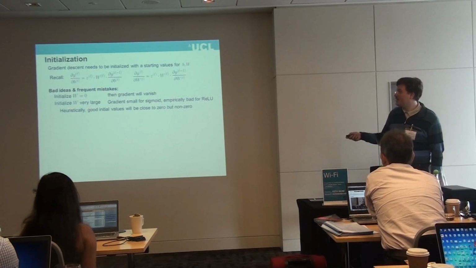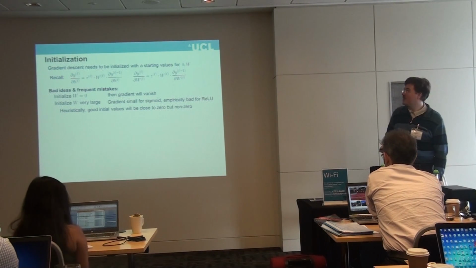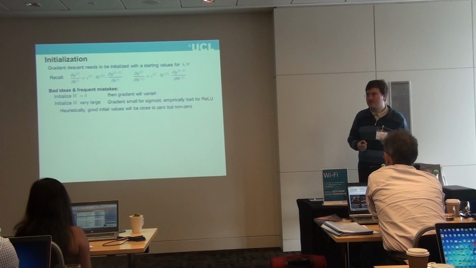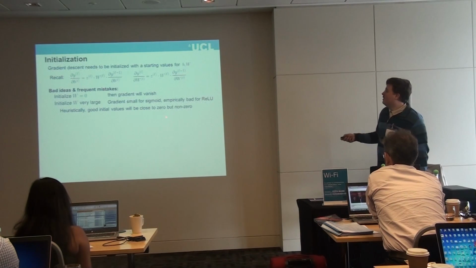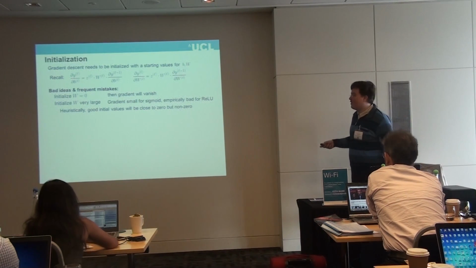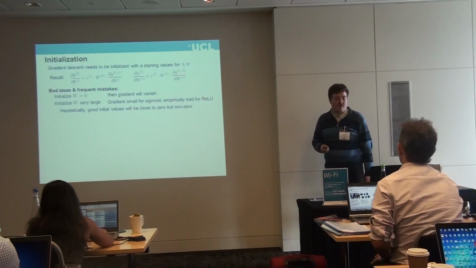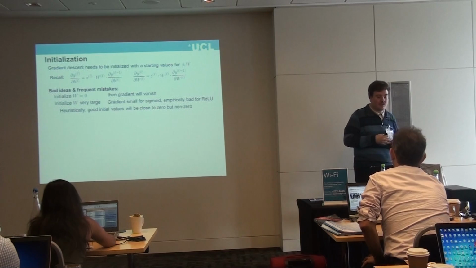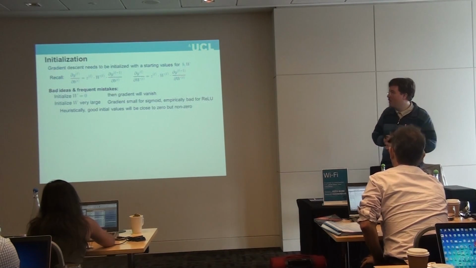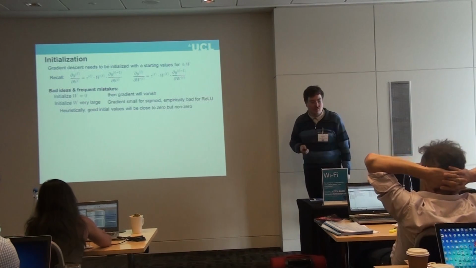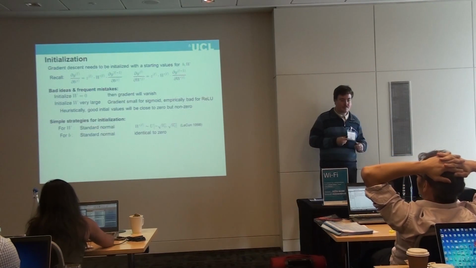So if you initialize your weights with 0, then the gradient will vanish evidently because the W is in all the products. Now if you initialize W very large, then for the sigmoid the gradient will be very small. So okay, it could be good for the rectified linear ones, but it's still bad. So a good W will be close to 0, but not exactly 0.